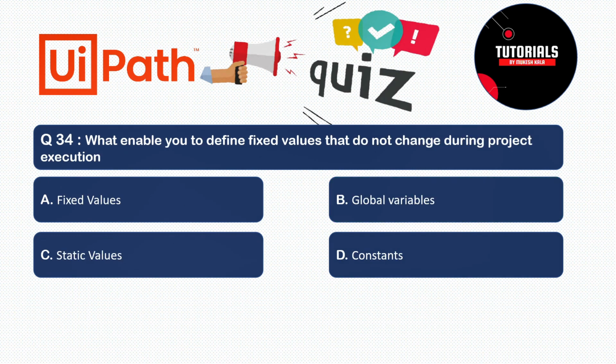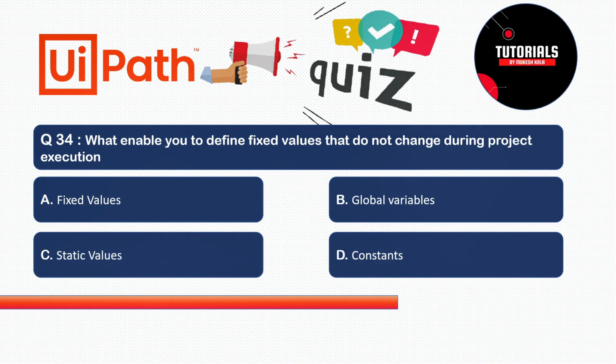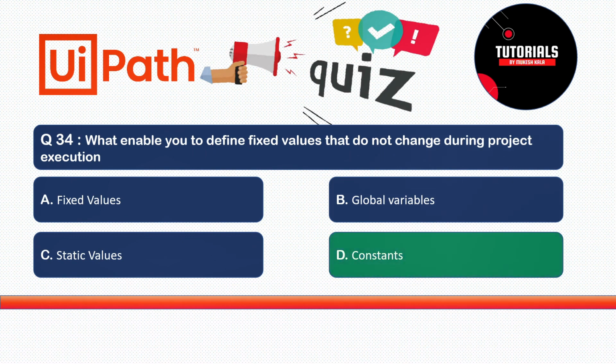34th, what enables you to define fixed values that do not change during the project execution? So I have to create a value which I want to be fixed across the automation. What is it called? Fixed values, global variables, static values, or constants. Okay, such as the name of the company, right? If I want to store something like the name of a company, where should I store it? And the answer is constants, right? Constant is a concept in UiPath where you can create a constant, it will store the value, and no variable, no process, no automation would be able to change that value, kind of a fixed value, right? So the correct answer is constants. Again, an update in UiPath Studio.